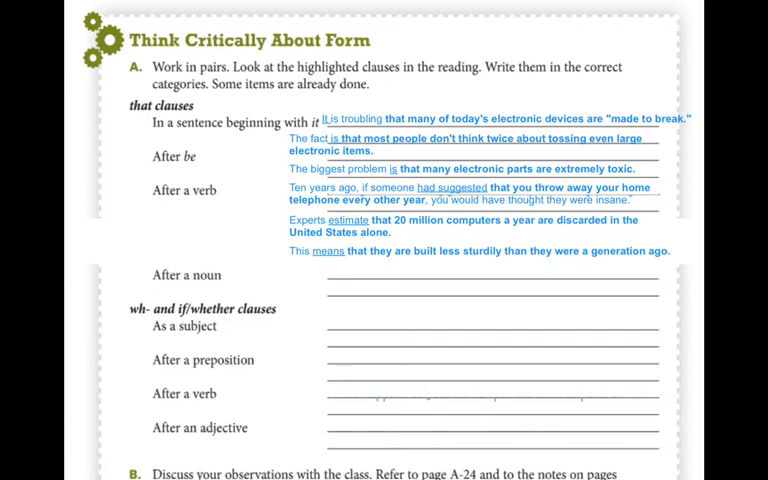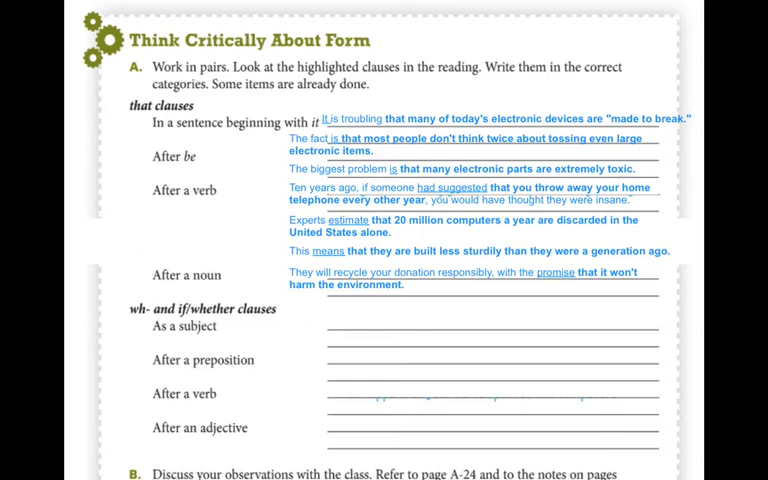Now let's look for a that clause after a noun. They will recycle your donation responsibly with the promise that it won't harm the environment. With the promise. Now you know promise can be both a verb and a noun, but here it's a noun. It's the object of the preposition with something, with the promise. Now we notice it uses the and not a promise. With a promise, but with the promise. Which promise? The promise that it won't harm the environment.